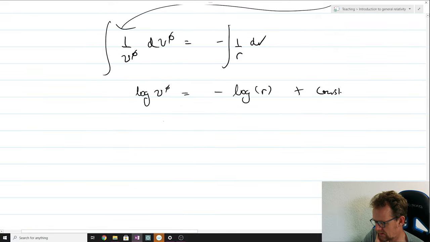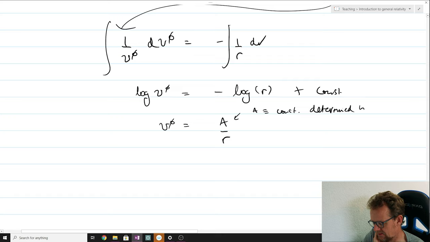and then exponentiating both sides, we learn that v phi depends inversely on r, times some constant a. Let's just call it a. A is a constant that's determined by initial conditions.